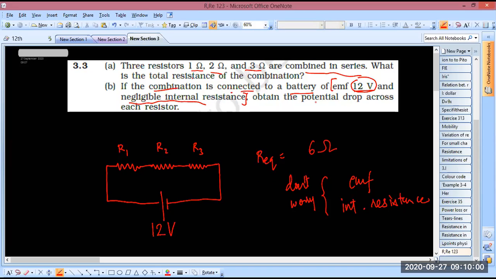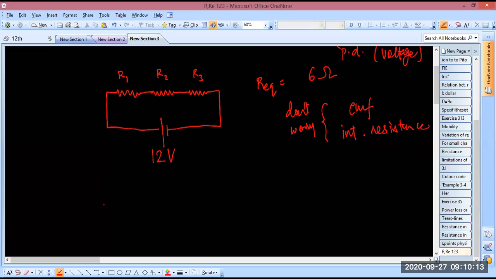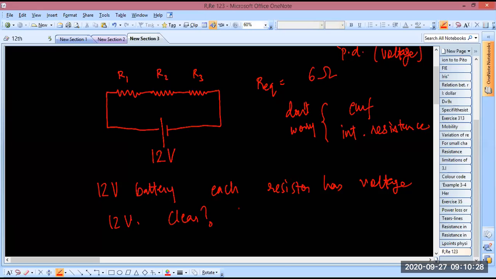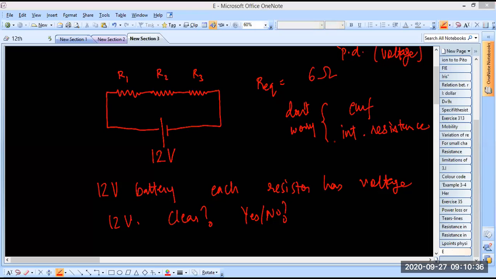Then we have to find potential drop. Potential drop means potential difference, voltage. So we have to find voltage across each resistor. So see, this is connected with a 12 volt battery, isn't it? So each resistor has voltage 12 volt. Clear? Yes or no? Each resistor has voltage 12 volt. Clear? Yes or no?